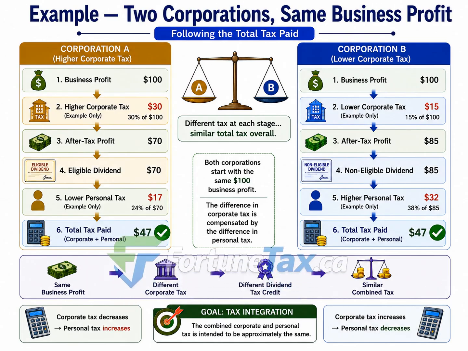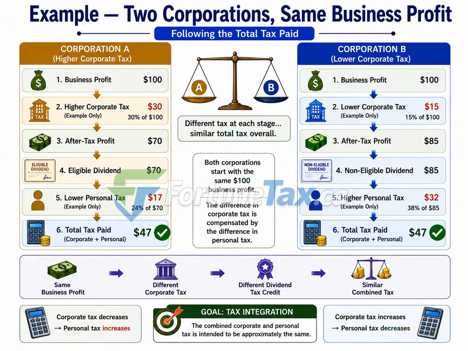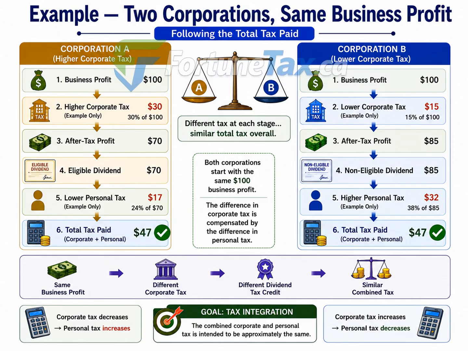Now consider Corporation B. It also starts with the same $100 of business profit, but because it qualifies for the small business deduction, it pays tax at a lower corporate tax rate. As a result, it has more after-tax profit available to distribute. However, when that profit is paid to the shareholder, it is generally classified as a non-eligible dividend. Since less corporate tax was paid initially, the shareholder receives a smaller dividend tax credit, resulting in higher personal tax.